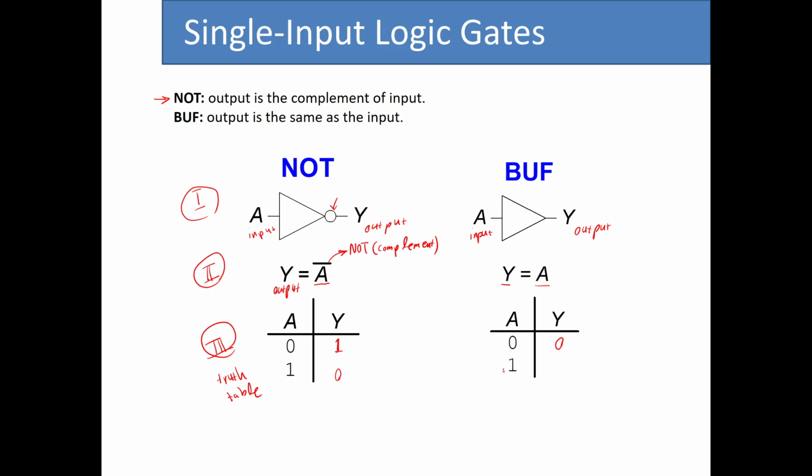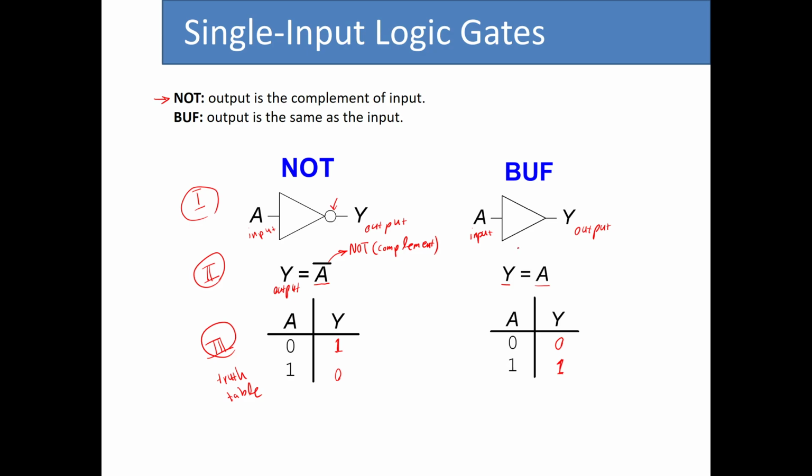For a value of A being 1, the value of Y, or the output of the buffer gate, is also 1. So now you might ask, okay, it is understandable that we want to have a complement operation, right? But the buffer seems to not do anything at all, right? But in theory, you are right.